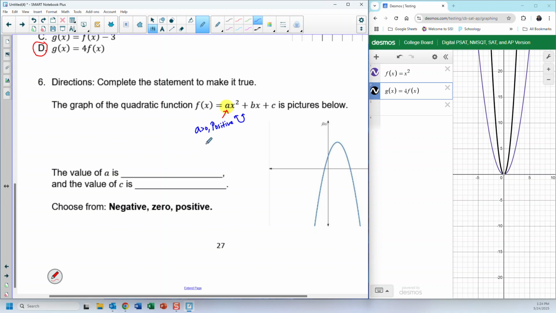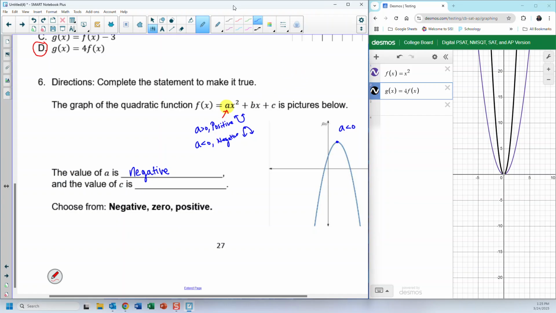It doesn't say it in this question, but it's always good to know. Whenever it says A is greater than 0, it's a positive function. That means my graph is going up. When you have A less than 0, or it's negative, my parabola is going down. Well, my graph is going down, which means A has to be less than 0, meaning A has to be negative.